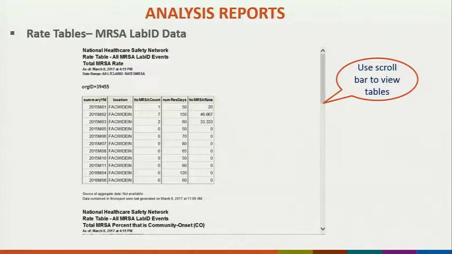So the analysis output for rate tables shows on a separate output window. The output provides about 5 to 7 tables, and on that window you have a scroll bar that you can use to access all of your tables. For this presentation, I'll be discussing one of these rate tables for MRSA.